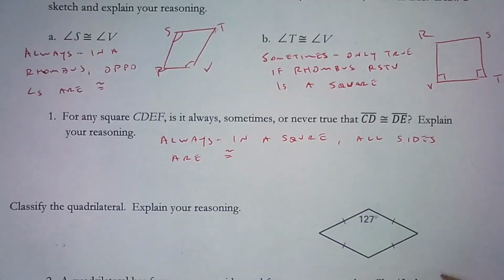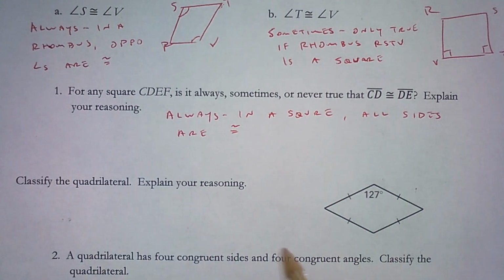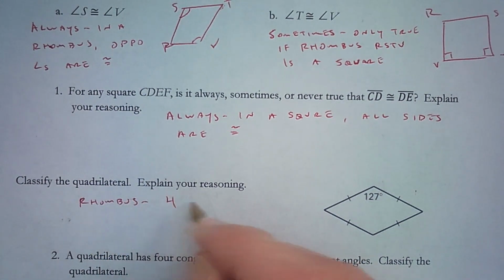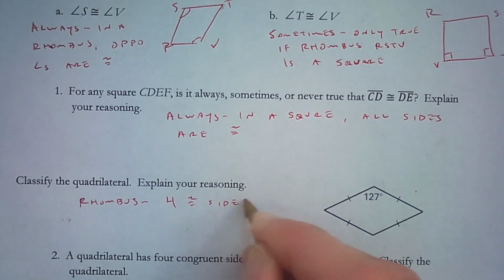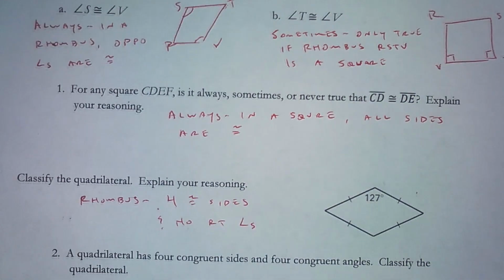All right, now we are going to use what we know about different quadrilaterals to classify this quadrilateral right here. It could be a parallelogram, a rhombus, a rectangle, a square, or it could just be a basic quadrilateral with none of the properties of any of those. This one happens to have 4 congruent sides, but it does not have right angles. So I would say this is a rhombus because it has 4 congruent sides and no right angles.